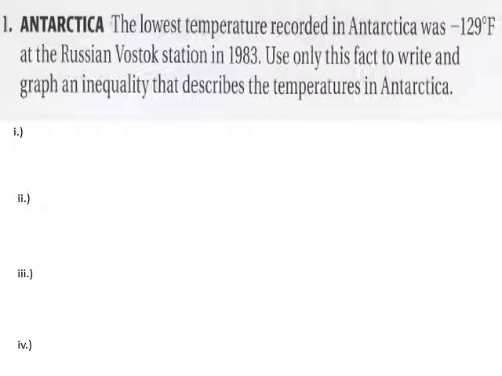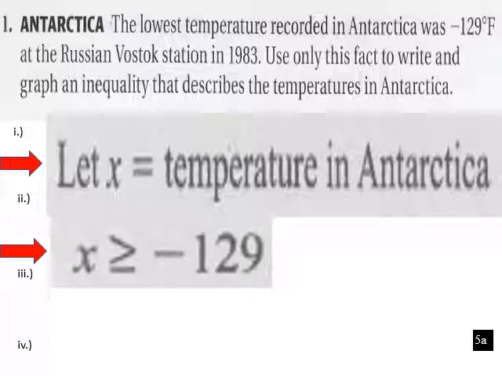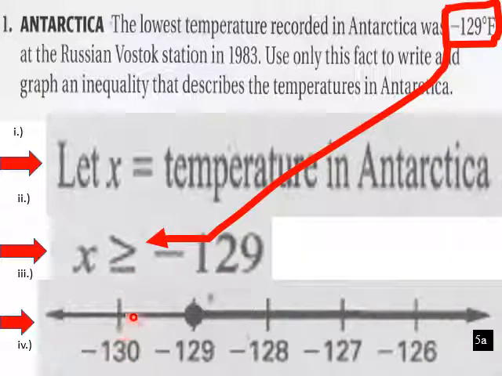Okay, back to the guided practice. How do we graph that? Let x equal the temperature in Antarctica. Here is the expression for that, -129, and then here is the graph of that. x is greater than or equal to -129, so here are the temperatures in Antarctica. A solid circle, because we have a perfect inequality here, at -129 degrees Fahrenheit.